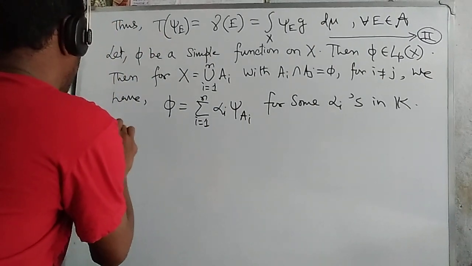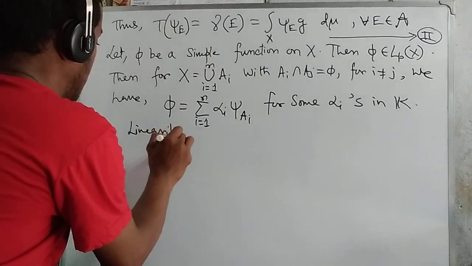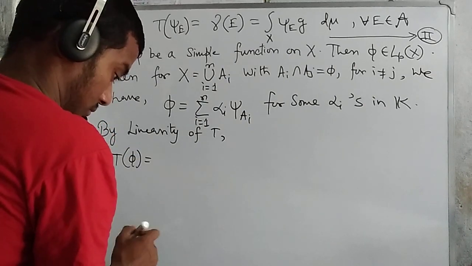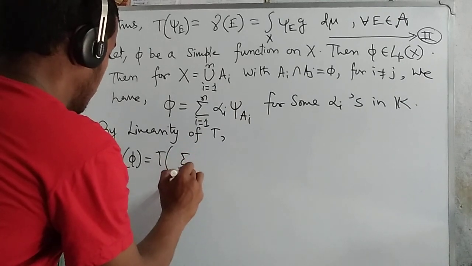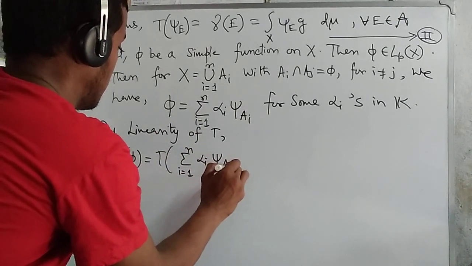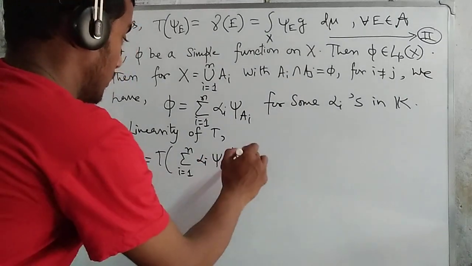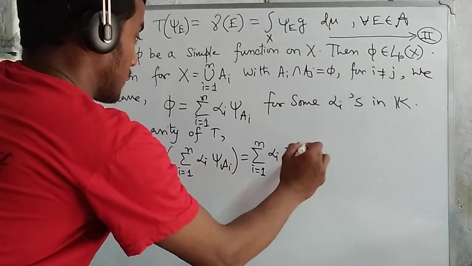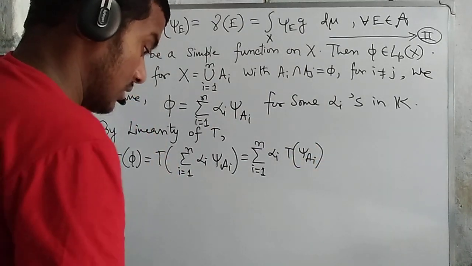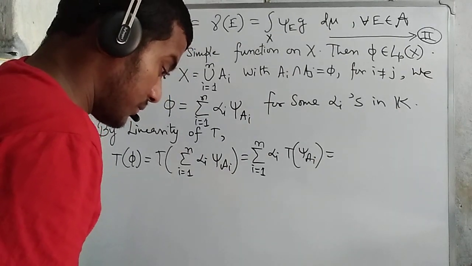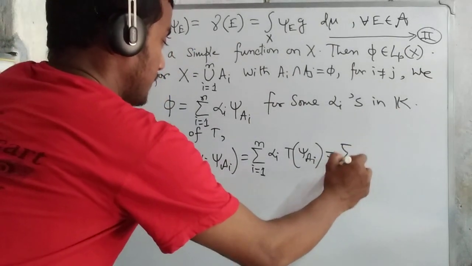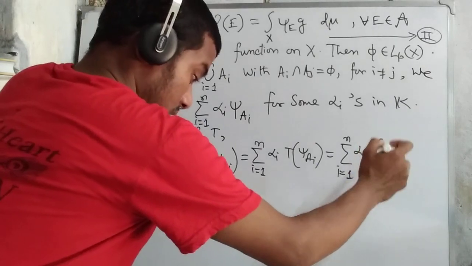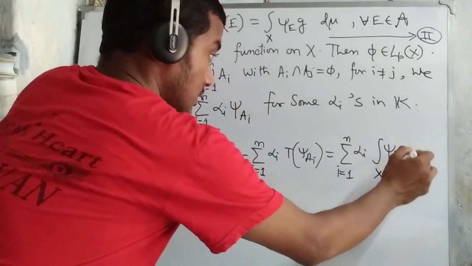By linearity of T, T of phi equal to T of the summation i equal to 1 to n alpha_i psi_{A_i}, equal to the summation i equal to 1 to n alpha_i T of psi_{A_i}, equal to the summation i equal to 1 to n alpha_i integration of over X, psi_{A_i} g d mu.